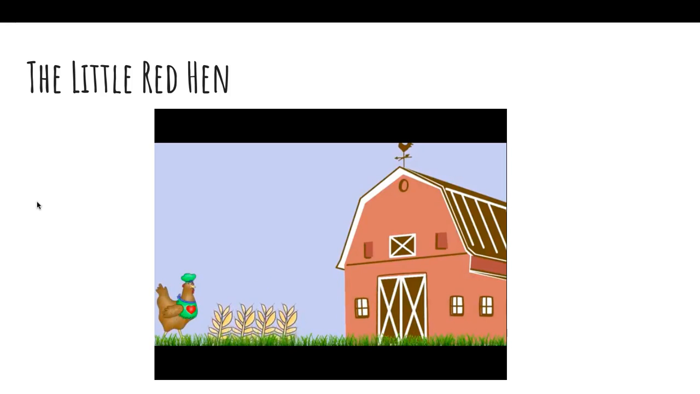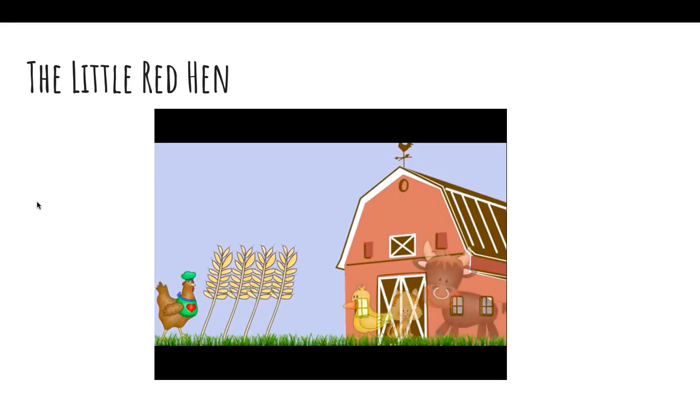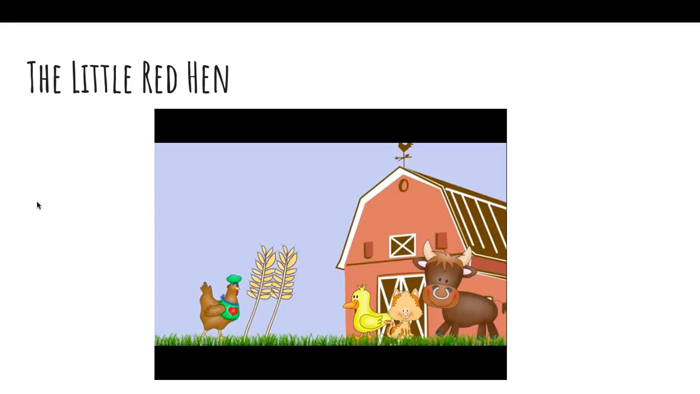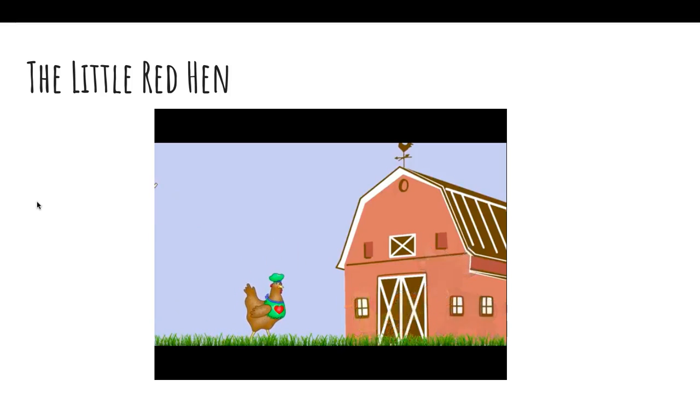It took a while, but the seeds grew into a field of wheat. "Who will help me cut the wheat?" asked the little red hen. "Not I," quacked the duck. "Not I," meowed the cat. "Not I," brayed the bull. The little red hen sighed and said, "Then I'll do it." And she cut the wheat all by herself.